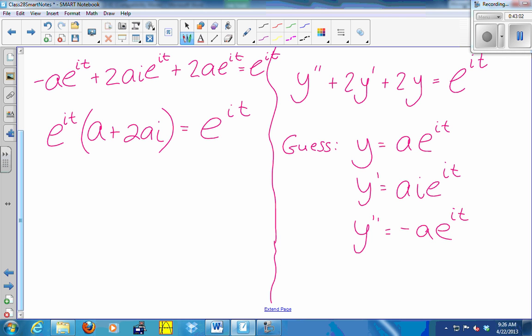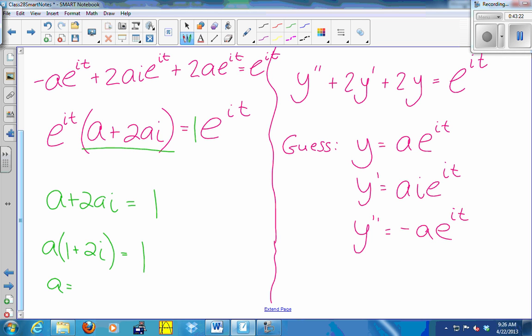So then set your coefficients equal. This has to equal 1. Solve for a, and you get a has to be 1 over 1 plus 2i.